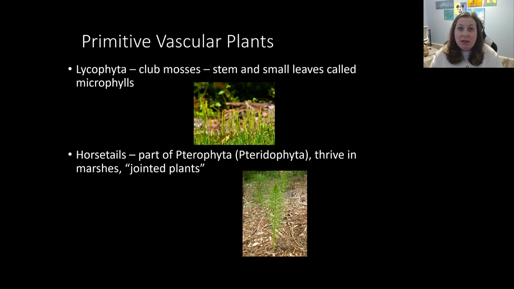We also have the horsetails. The horsetails are part of the Sphenophyta. This group is going to thrive in marshes, so areas where it's really marshy and swampy. They're known as jointed plants because they have these little joints that are present between sections of their taller stems. And you're going to get to take a look at these in the lab.